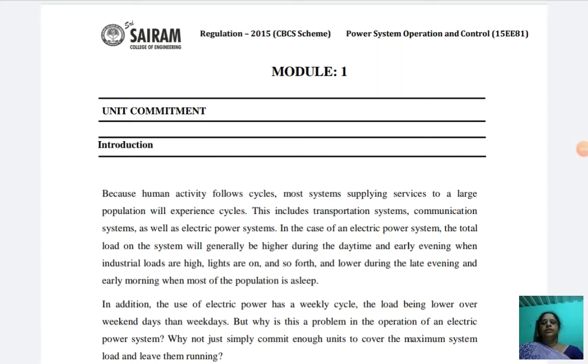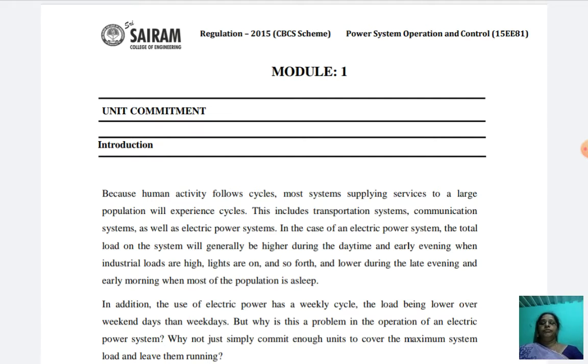Dear student, now I give lecture on unit commitment. What is meant by unit commitment? Unit stands for generator. Commitment means to meet our load demand. That is unit commitment. That means the generator is connected in the interconnected power system which is used to meet our load demand only.